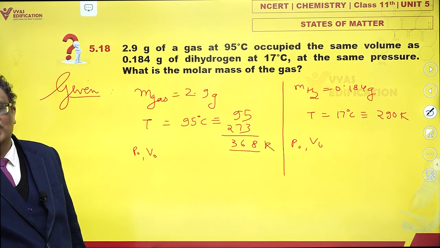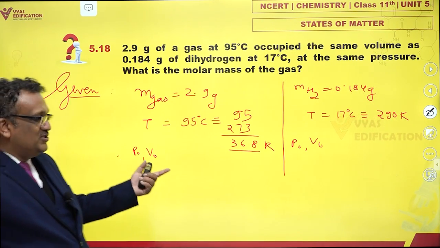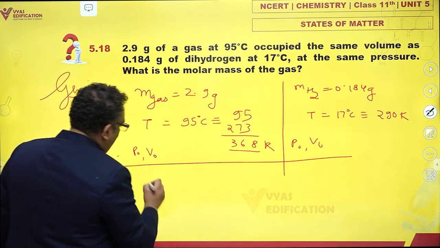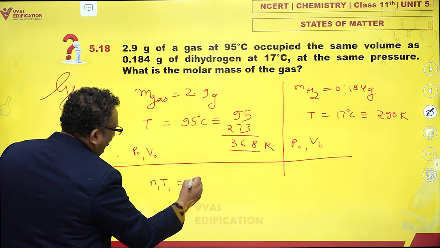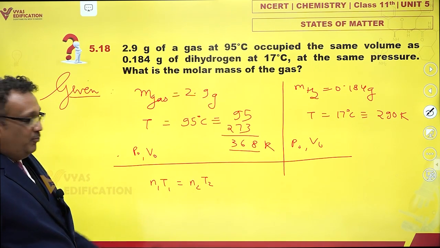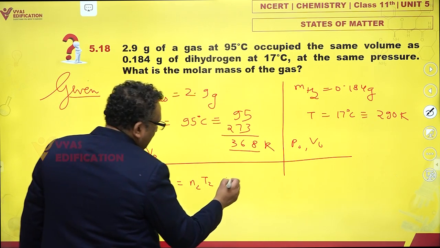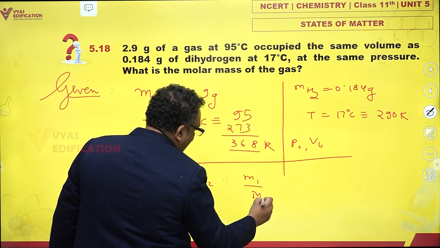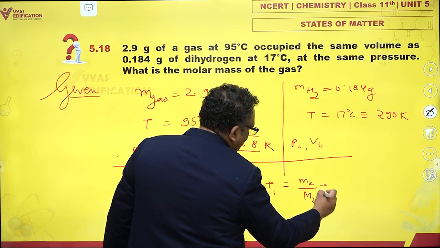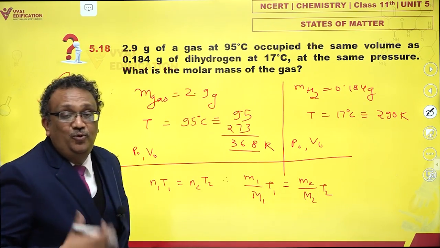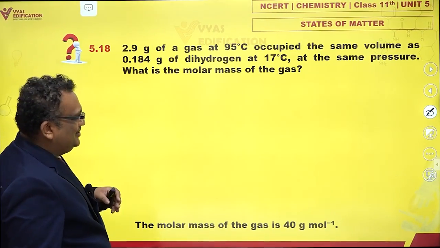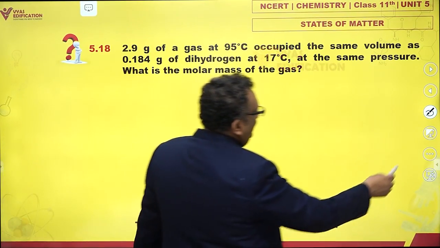What is the molar mass of gas? Now, PV is equal to nRT. So, very conveniently I can say that n1T1 is equal to n2T2, right? Instead of moles, I have mass by molar mass. So, small m1 upon capital M1 T1 is small m2 upon capital M2 T2. We substitute. That's it. And how much is that? Let's do that and see.